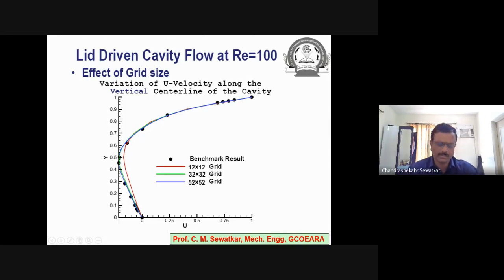There is a paper by an author named Ghia, G-H-I-A, who has provided the benchmark results for lid-driven cavity flow problems. So we have compared our results with the benchmark results, and it is seen that the results obtained are matching with that of the literature. So whatever methodology we have talked about so far is giving us the correct results.